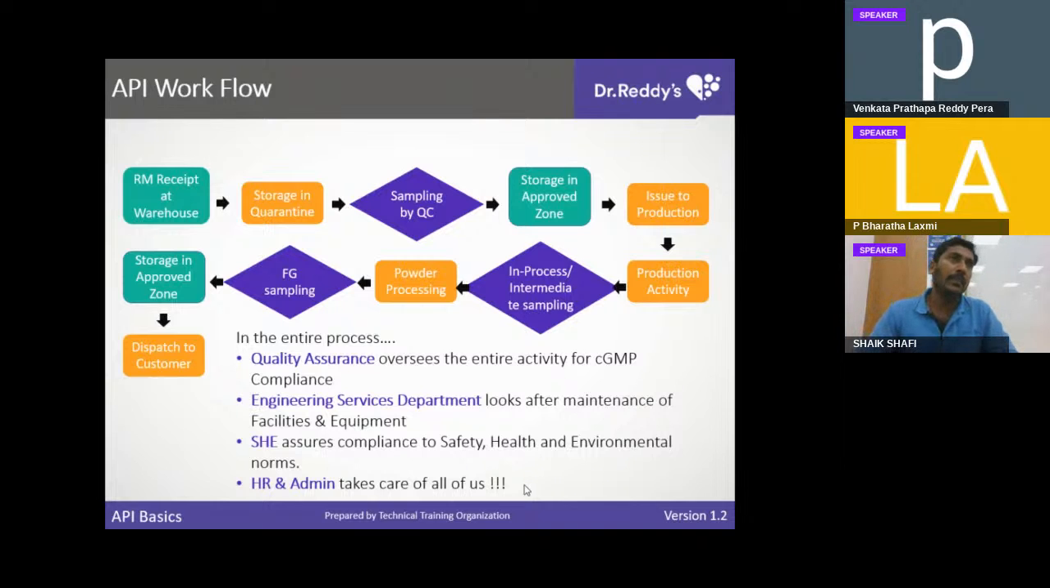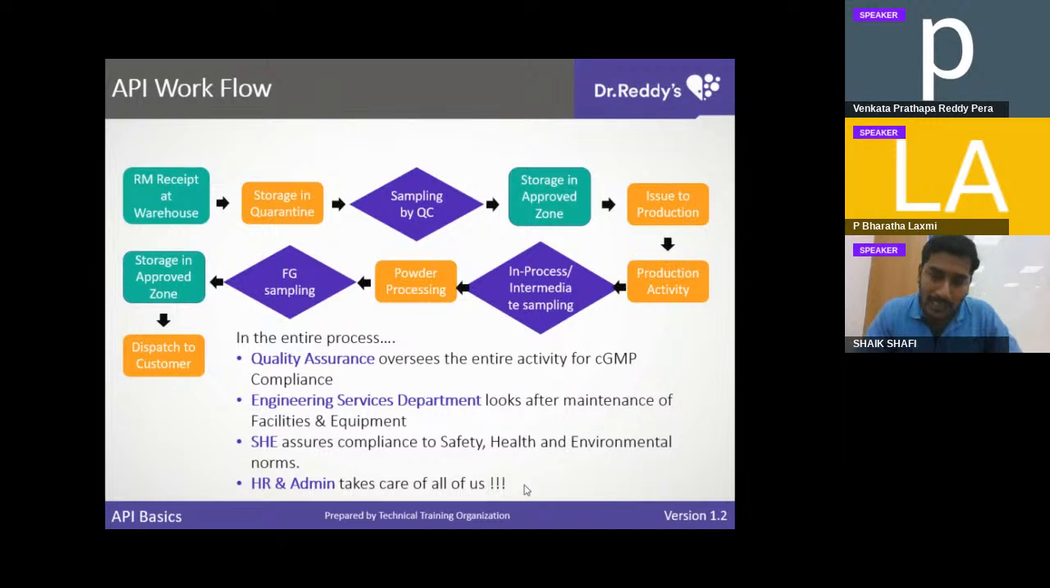So here, manufacturing is not only production. The correct meaning of manufacturing is this: once we receive material from the vendor, until we send our manufactured API to a customer, everything during this process, in between, is called manufacturing. So everyone is responsible for the activity. GMP means good manufacturing practices.